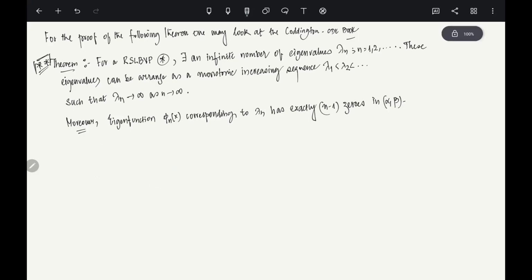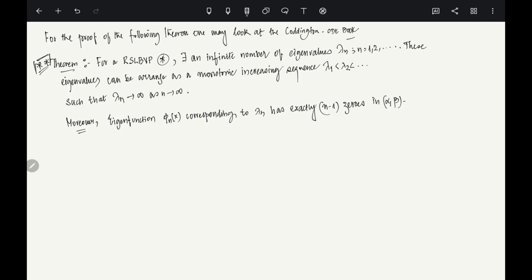And it's a very, very important theorem, because it actually guarantees the existence of eigenvalues. Again, I am not proving the theorem, and if you want, you can go through it using the Coddington book, not the Levinson book. Okay. Now let's look at some examples of singular Sturm-Liouville boundary value problems. For regular Sturm-Liouville boundary value problems, we have some good ideas.